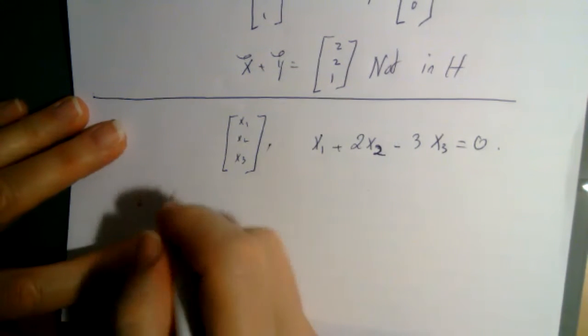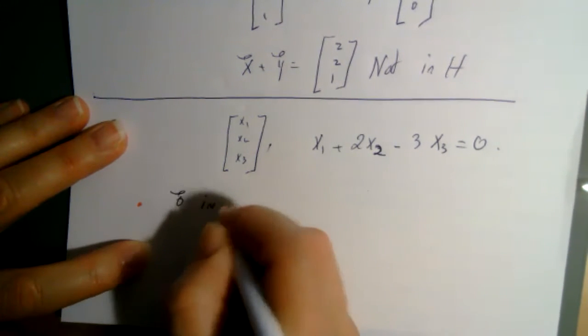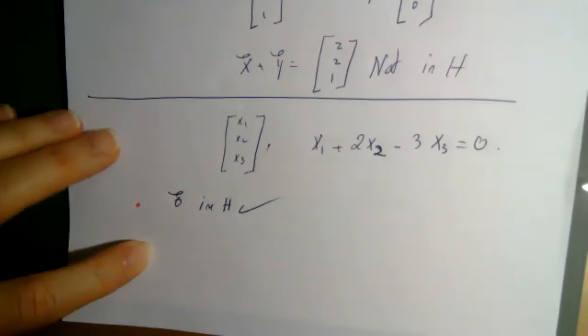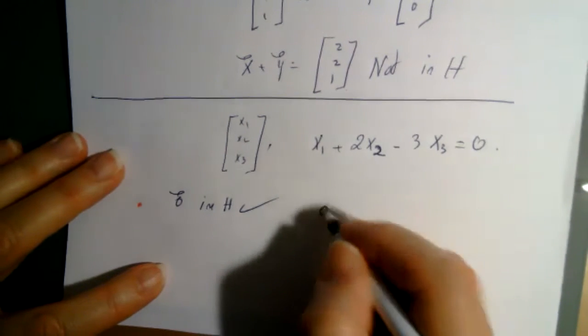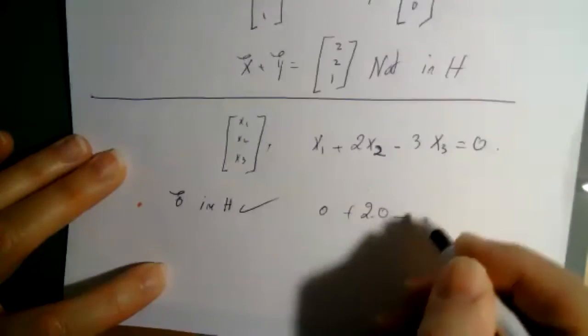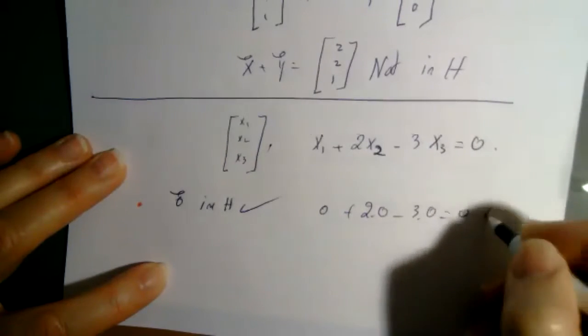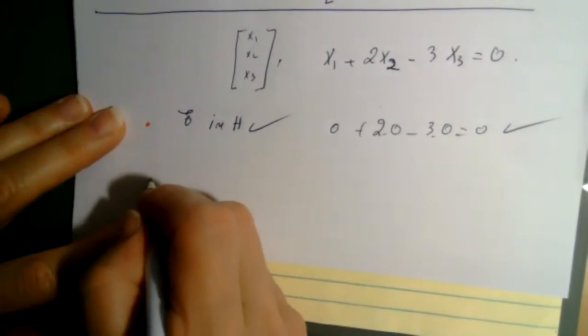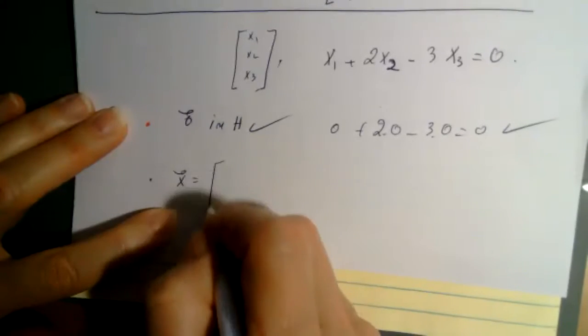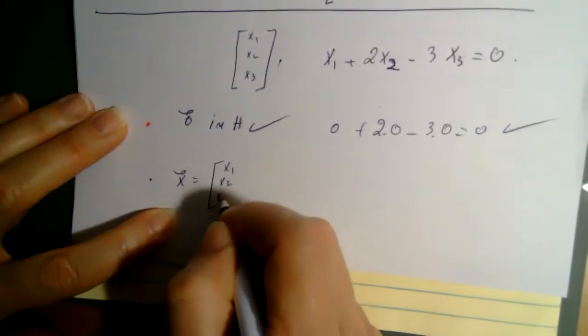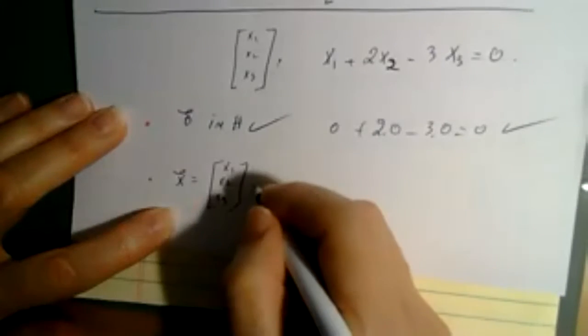First, 0 is in H. There is nothing really to it, because 0 plus 2 times 0 minus 3 times 0 is 0. And now I'm going to move to the sum. So I'm going to take x to be x1, x2, x3 in H.